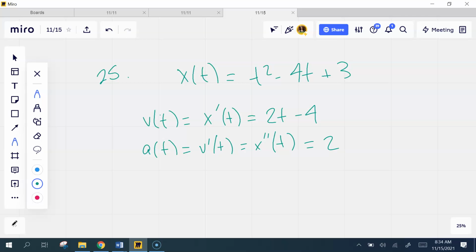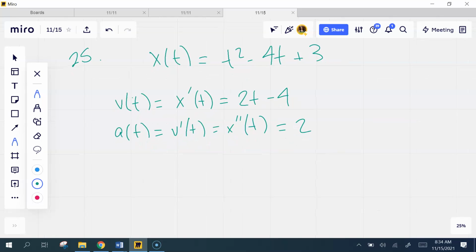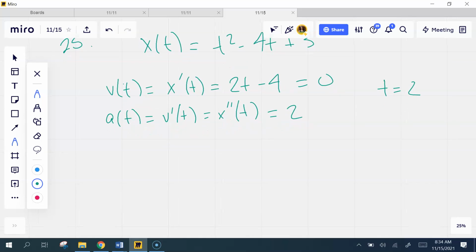All right. So we found the velocity, we found the acceleration. Now we need to describe the motion of the particle. When does the particle change motion? It says when t is greater than 0, but the sign of what switches? Velocity. When velocity changes signs. So to find out where velocity changes signs, I need to first find where velocity equals 0. So when does this equal 0? Well, if you add 4 and divide by 2, we find that at t equals 2, velocity is 0.